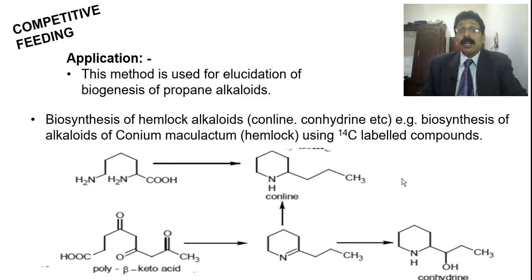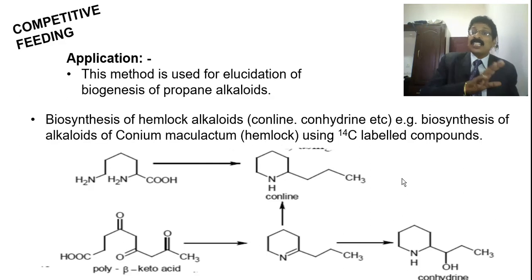dihydroconiine. Dihydroconiine can give rise to coniine. I have put another arrow in the top also. So here also, another way it can give conhydrin. So the question is whether lysine is forming coniine or poly-beta keto acid is forming coniine. Both of them can give coniine according to theoretical knowledge. Understand? But they have found out that lysine is responsible for coniine.